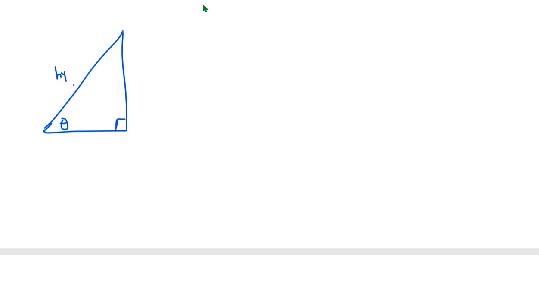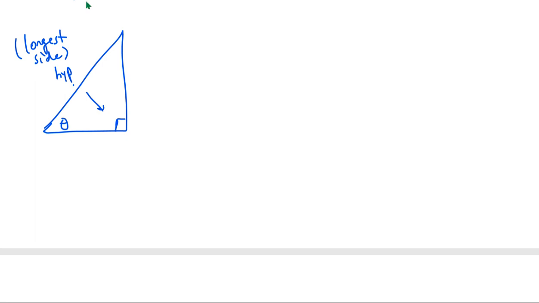This one is called the hypotenuse. We call it HYP, short for hypotenuse. And the word hypotenuse just means the side that's across from the 90 degrees. And the hypotenuse is also the longest side. We saw that before with Pythagorean theorem. The hypotenuse is the longest side.